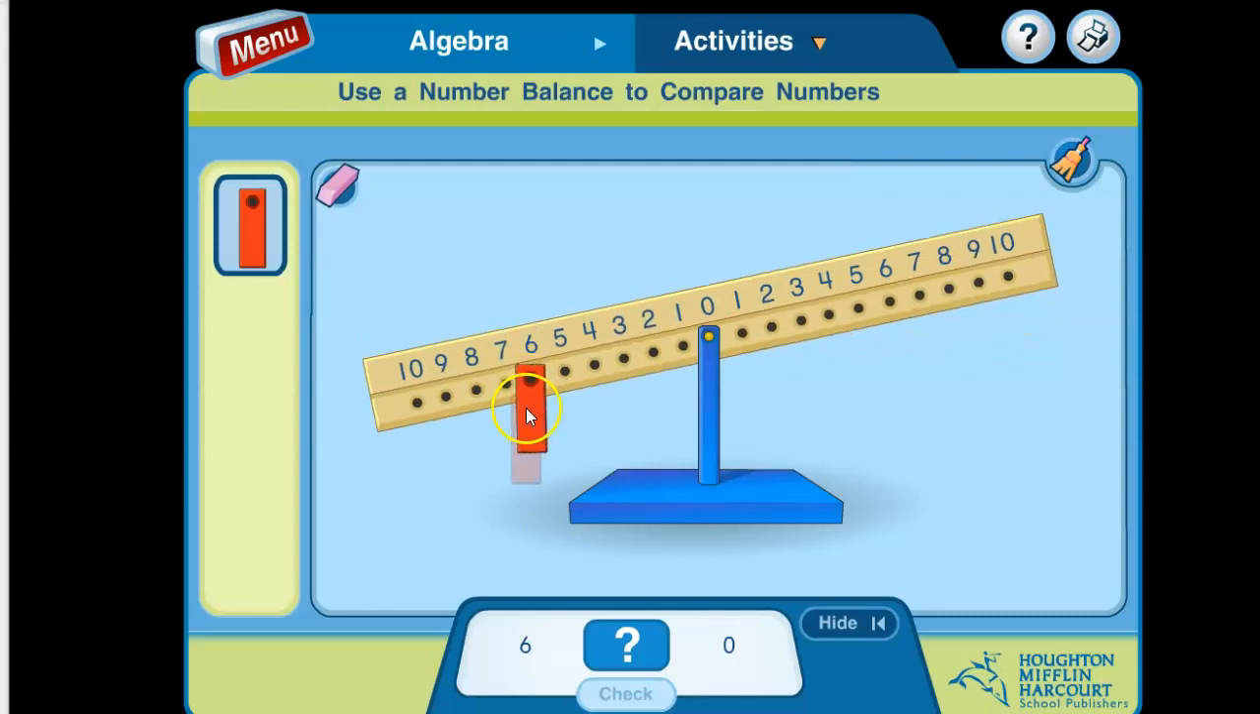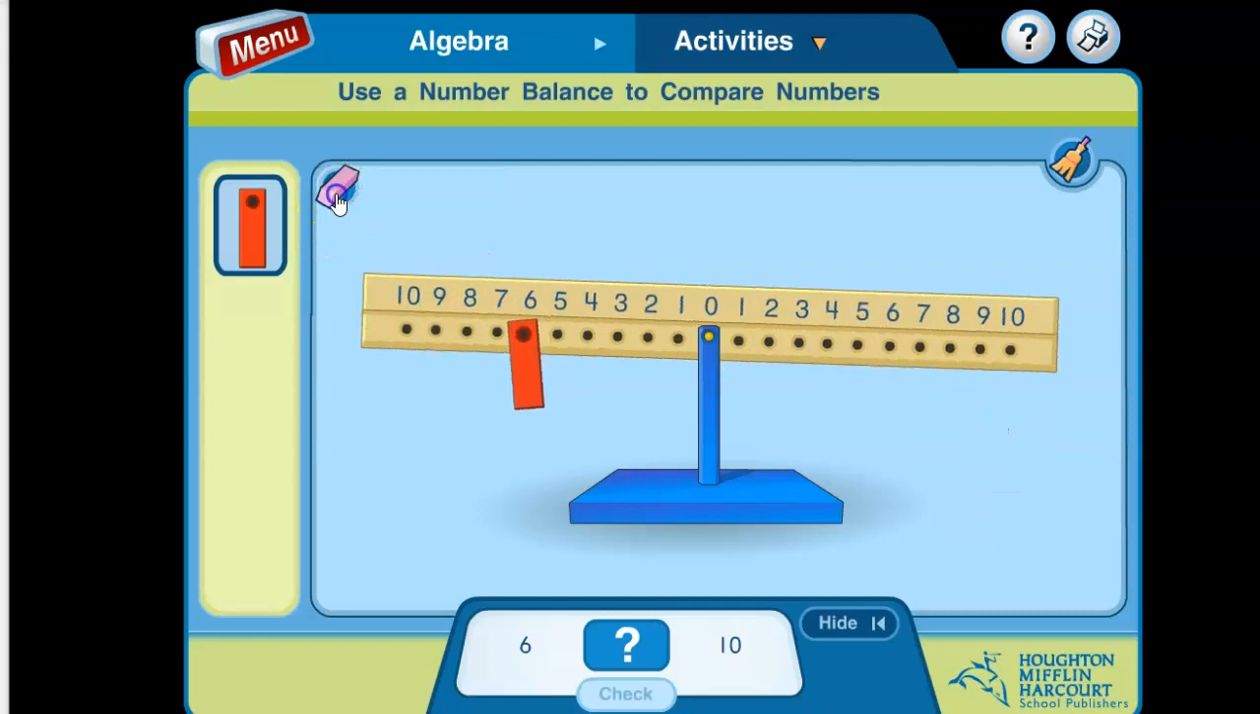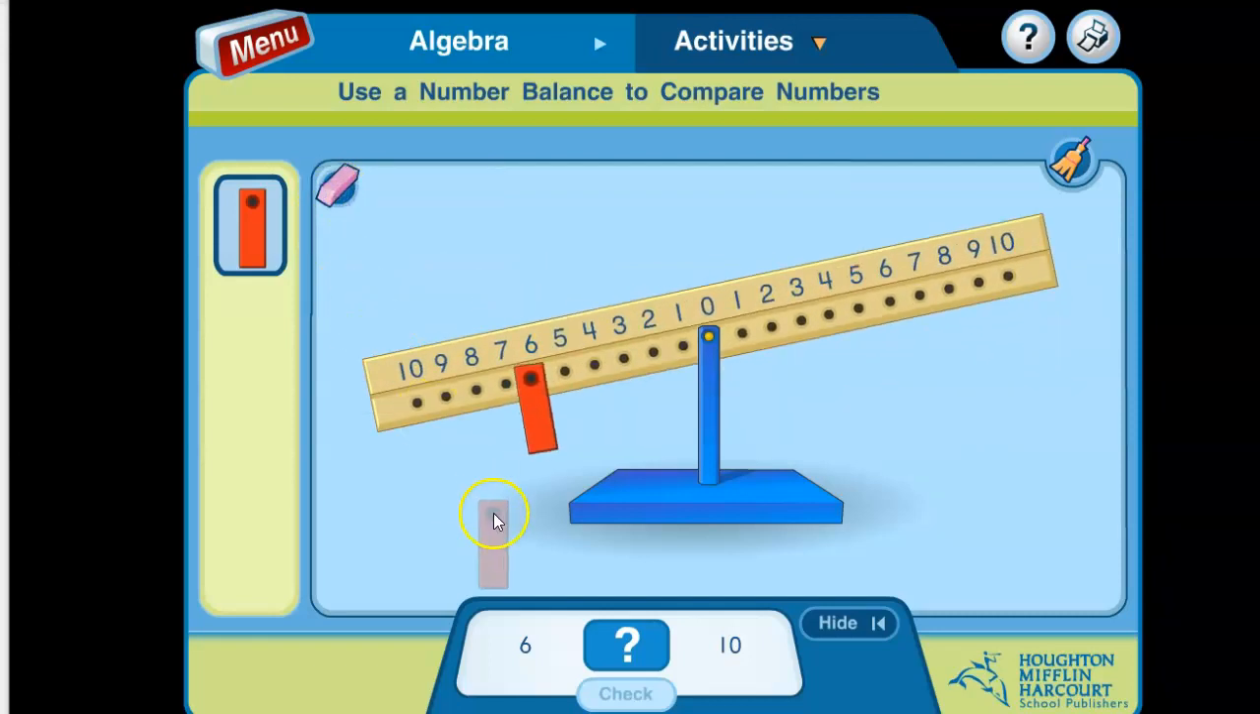If I write in the 6, you can see that it's not balanced anymore. What if I put it on the 10 on this side? Oh, wow, look. Now the 6 is smaller than the 10. So we want to balance. What can we do to balance it?